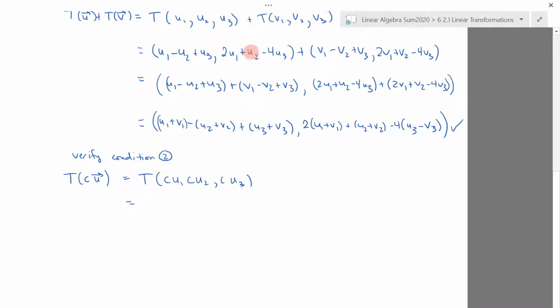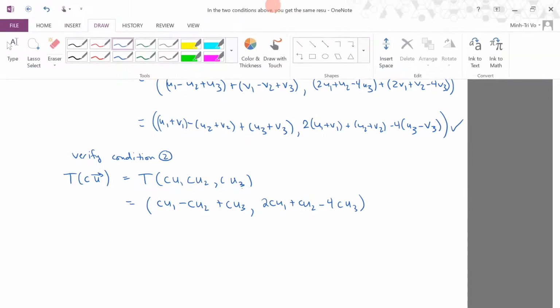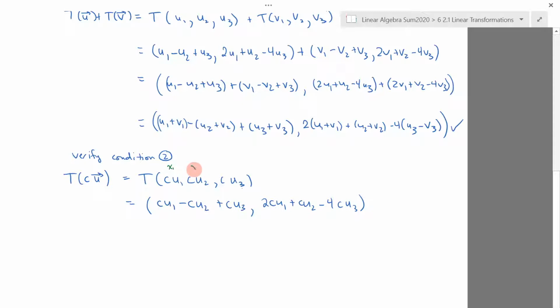Right, so this is basically the formula here, right? So you get CU1 minus CU2 plus CU3, comma, 2CU1 plus CU2 minus 4CU3. Right, because this is x1, this is x2, this is x3.